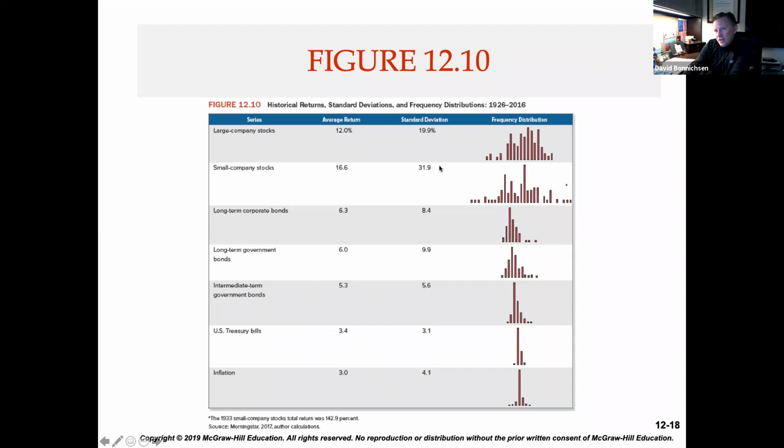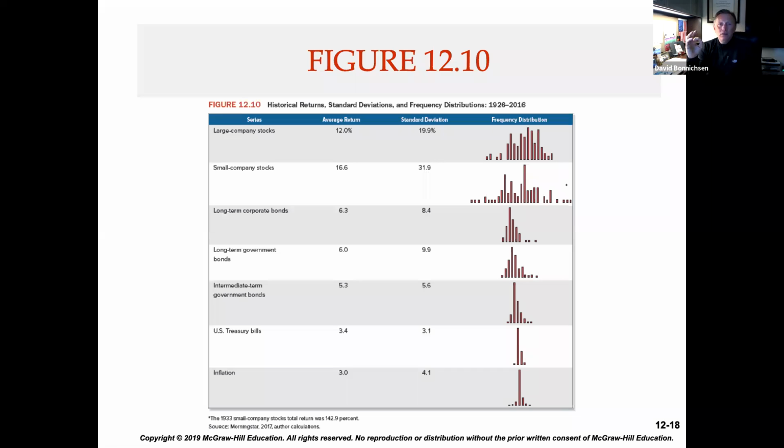The standard deviation of the small cap stocks of 32 is roughly 50% higher than the standard deviation of large cap stocks. So we're just going to call this 20% and this 30%. The difference is that you're taking on about 50% more risk by investing in small cap stocks than large cap stocks, from a 20 to a 30, 50% more risk.